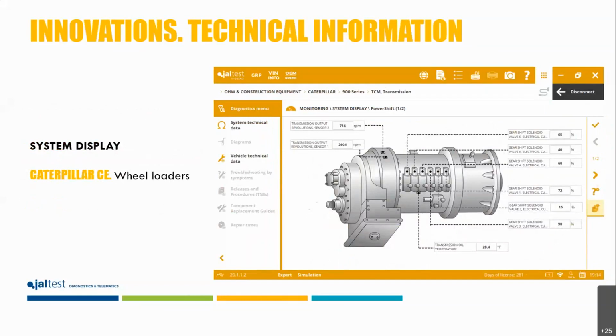The same also applies to the system displays of different models in different pieces of equipment. Like for example, this one that you have on the screen belongs to the TMC transmission system in a 900 series wheel loader from Caterpillar. You can see here in these displays, you will find live information of different values or measurements provided by the different sensors and components. You can check speeds, pressures, temperatures, and so on.